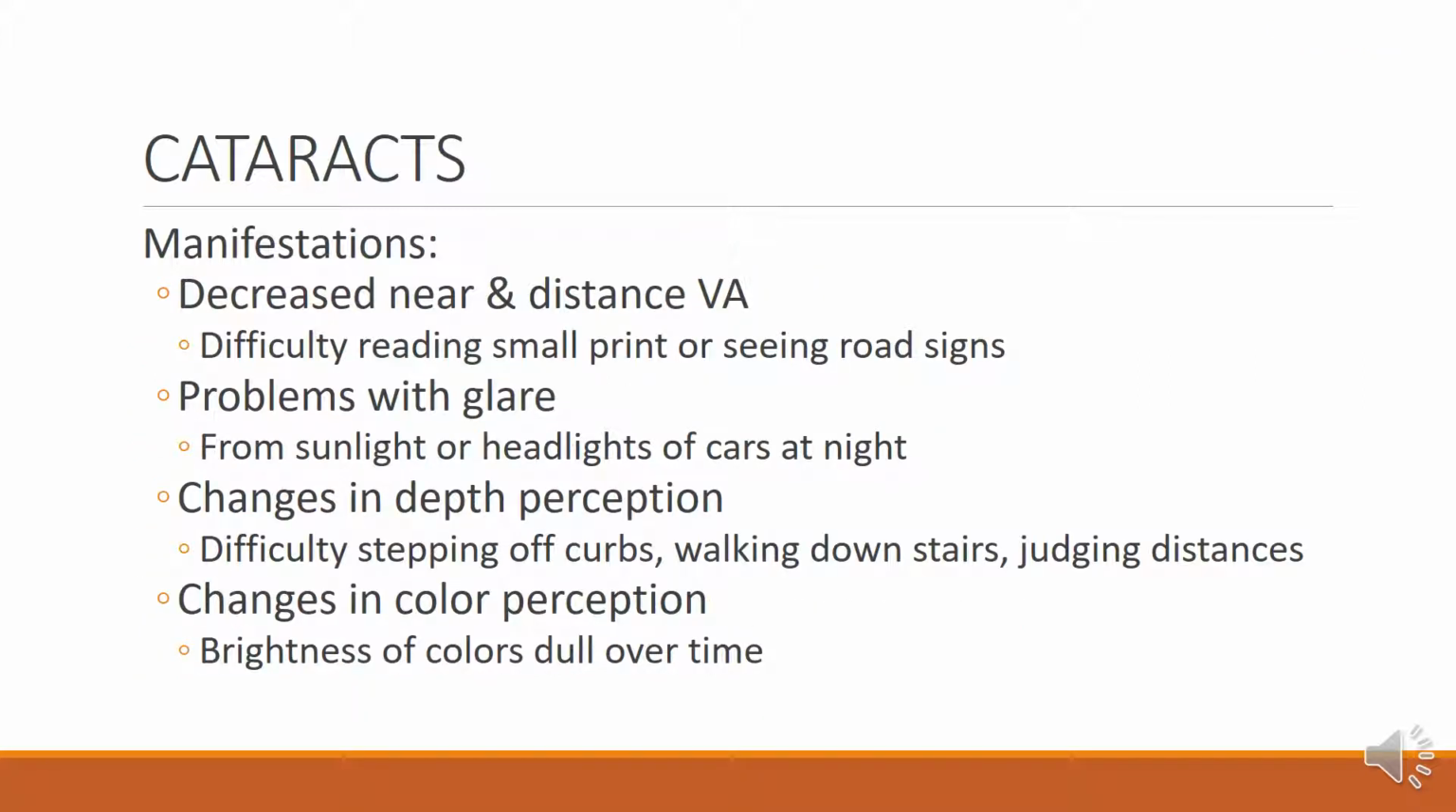As far as manifestations go, again, decreased near and distance visual acuity. That means they have difficulty reading small print and seeing road signs. Okay. They're going to have problems with glare, so from sunlight or headlights of cars at night. They're going to have changes in their depth perception, so they might have difficulty stepping off of curbs, walking down stairs, or judging distances. And they're going to have changes in color perception, so the brightness of colors is going to dull over time.